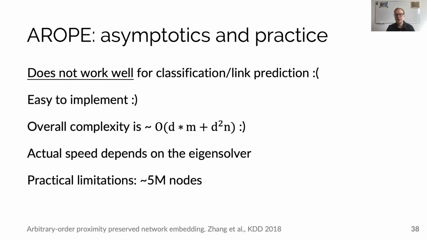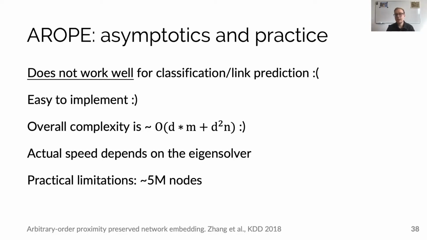The actual speed depends on the eigensolver, so it will be a bit different in speed if you use it in MATLAB or Python, or if you use some more advanced eigensolver for your graph. The practical limitation with the default authors' code is something like 5 million nodes, but again, it doesn't really matter because it doesn't work well with the downstream tasks.